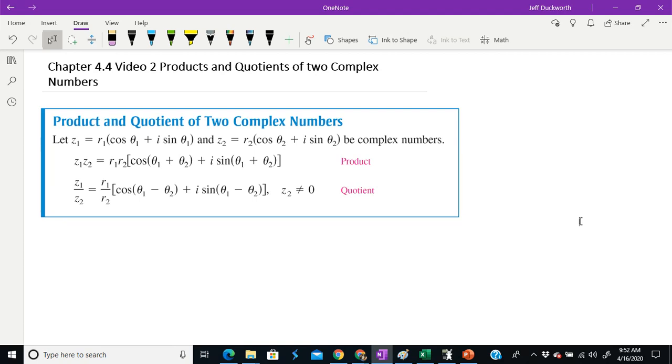And again, we have this z with a subscript 1 and z with a subscript 2. So these are two different complex numbers, right? And when we multiply them together, our formula is just you take the r value of each one, multiply them together, and then you combine the cosine of each of the two different angles and the sine of each of the two different angles. So let's do a couple problems here.